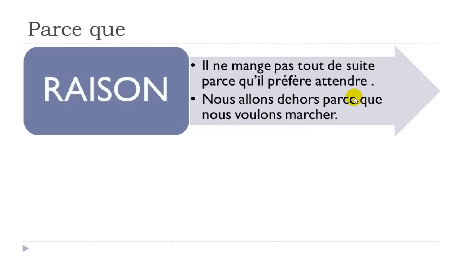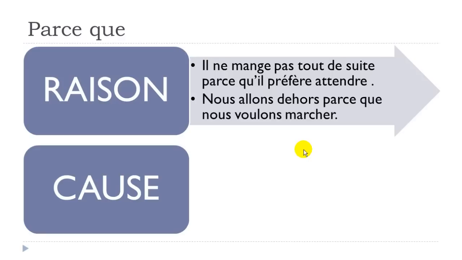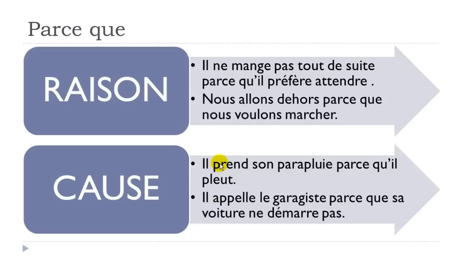Okay? And then, the second option to use this parce que is when you want to introduce the cause, la cause. Okay? Example here. Il prend son parapluie. Parapluie, umbrella. Prendre is to take. Il prend son, his. So he's taking his umbrella. Il prend son parapluie. Parce qu'il pleut. Pleuvoir, to rain. It rains. Il pleut. Il prend son parapluie parce qu'il pleut.